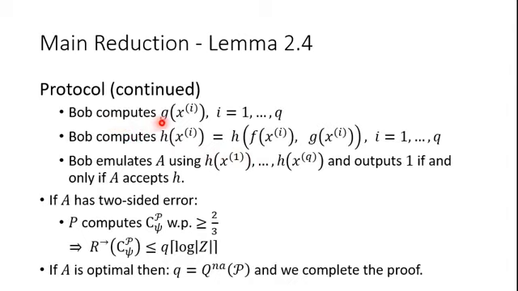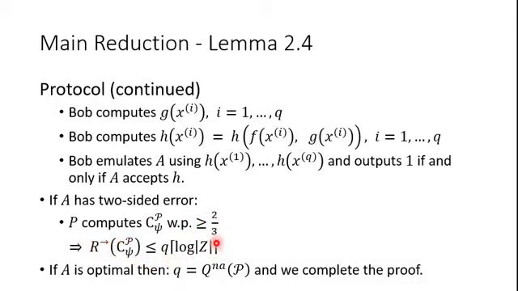Then Bob computes, similarly to what Alice did, his own values g(x_i) from 1 through Q for each one of the queries. Because he has Alice's values as well, he can compute h(x_i) for each i from 1 through Q. Then he just emulates A using these values, h(x_1) through h(x_q), and he outputs 1 if and only if A accepts h. If A has two-sided error, the way we defined it earlier, that means that Π computes C_P^psi with probability at least 2/3.